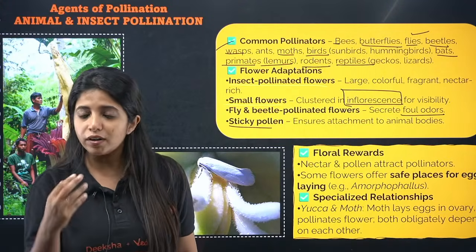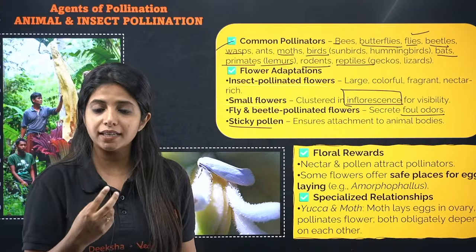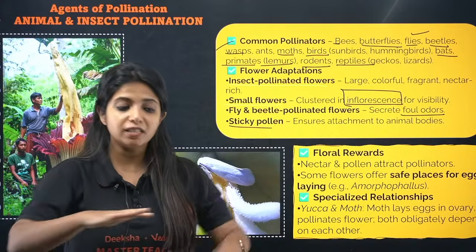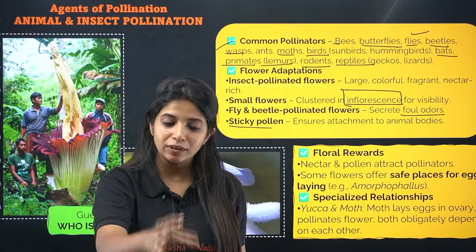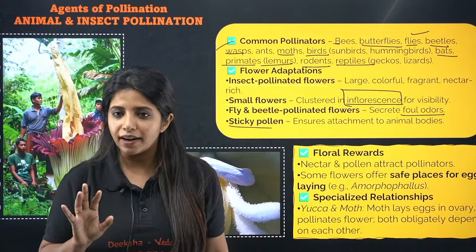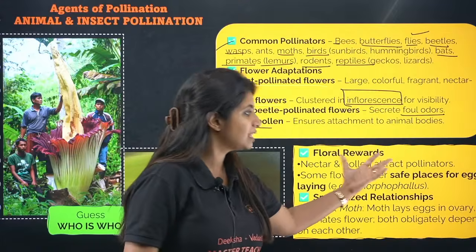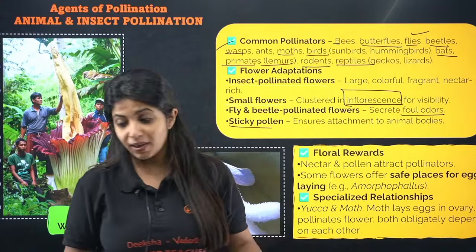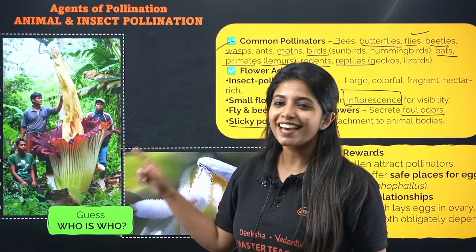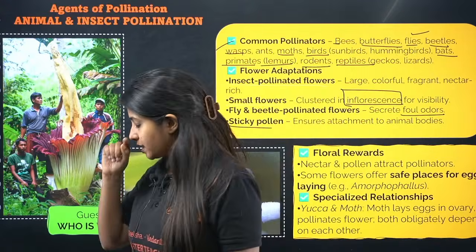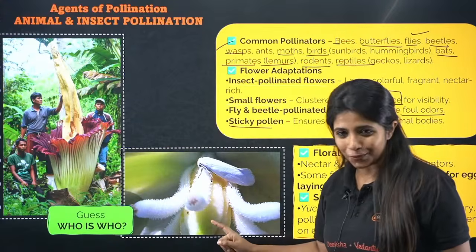So nectar and pollen is one thing that you can give. The second thing is that some of the plants provide a safe space, a bedroom, for the organisms to live, to lay their eggs and do things like that. So some flowers offer a safe place for egg laying as well, and the example for that is what? This thing. Have you seen this? This is given in your NCERT, and you have to guess who is who.